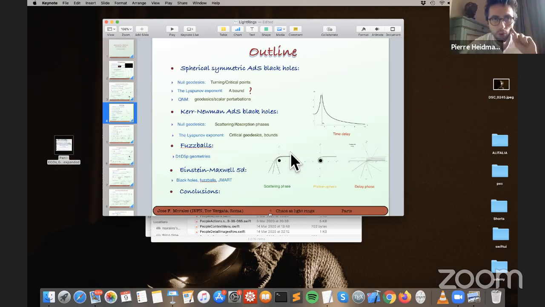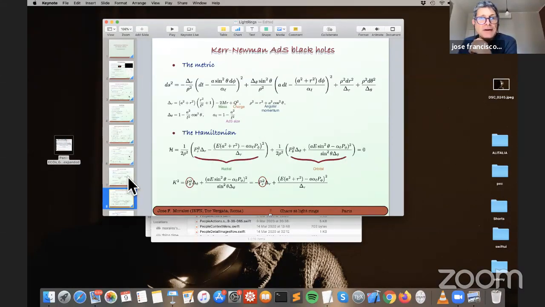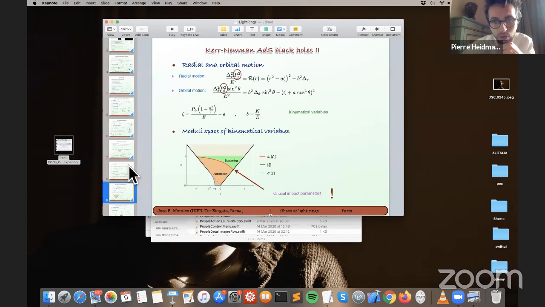I just have a question. Like the three plots you have for the fuzzballs, do you know in which theta plane you took those? Theta equal to 0. Sorry, for the fuzzball it was theta equal to 0.